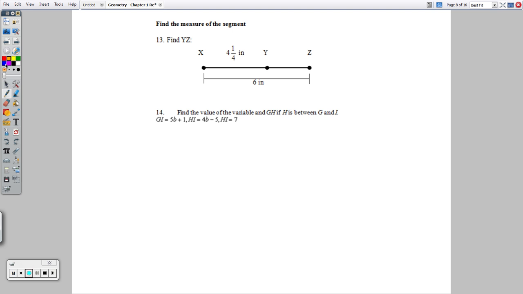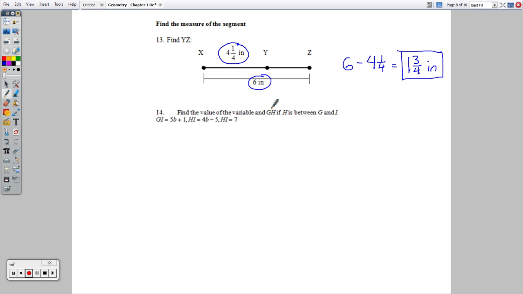Number 13. Finding YZ. YZ would be this minus this. That would be what's left over for there. So you have 6 minus 4 1/4. And it looks like that would be 1 3/4. And it's inches, so don't forget your units. If there's units given, I expect to see those.